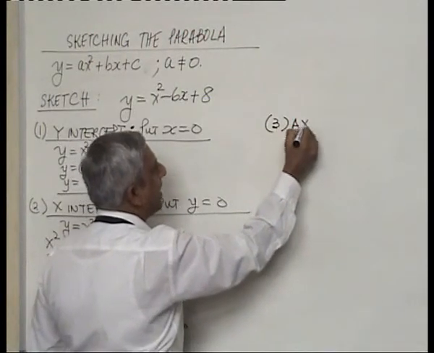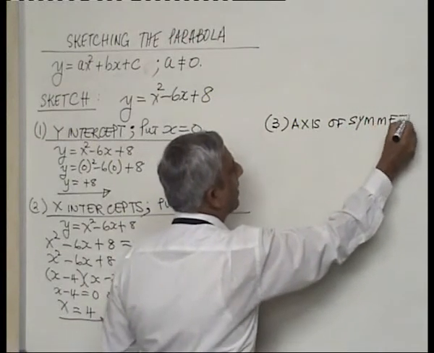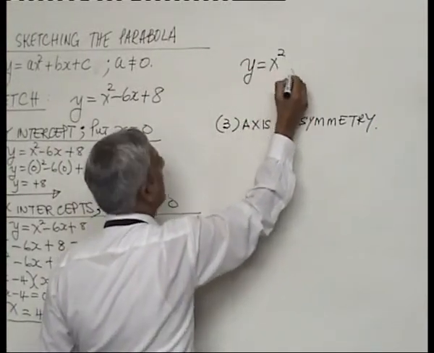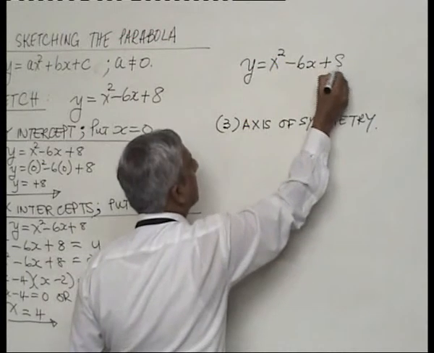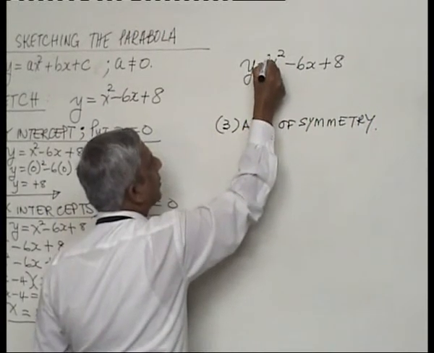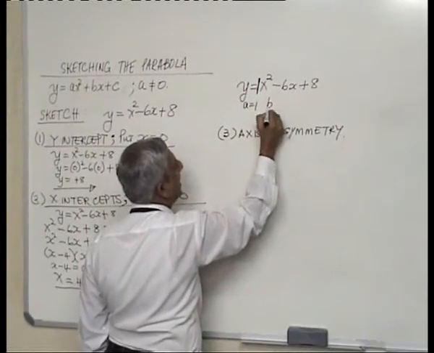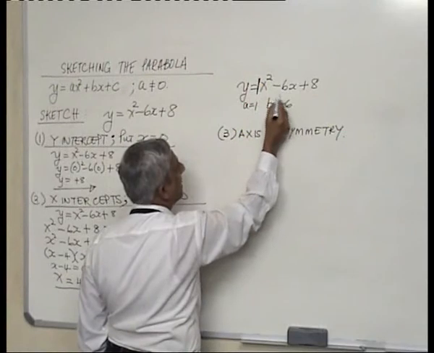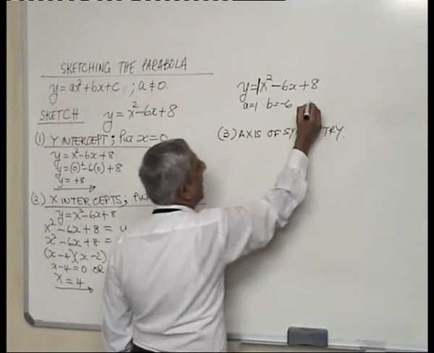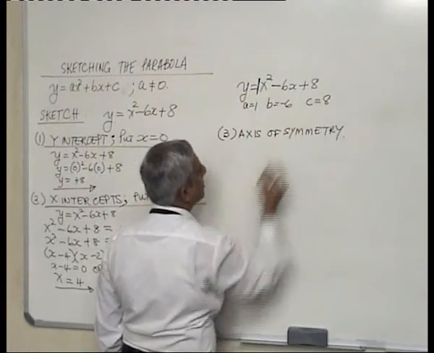Now, if you wish to find the axis of symmetry, then you must be able to identify A, B, and C. So in this question, we have y is equal to x squared minus 6x plus 8. Now you must know this number here is 1. It is understood. So A is 1. B is minus 6. Make sure you take this minus sign with it. And C is equal to 8. So this is C, the constant.